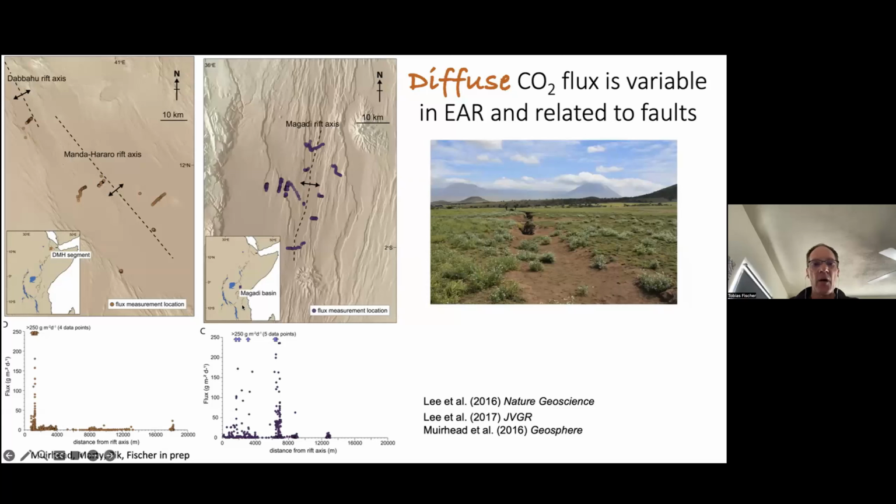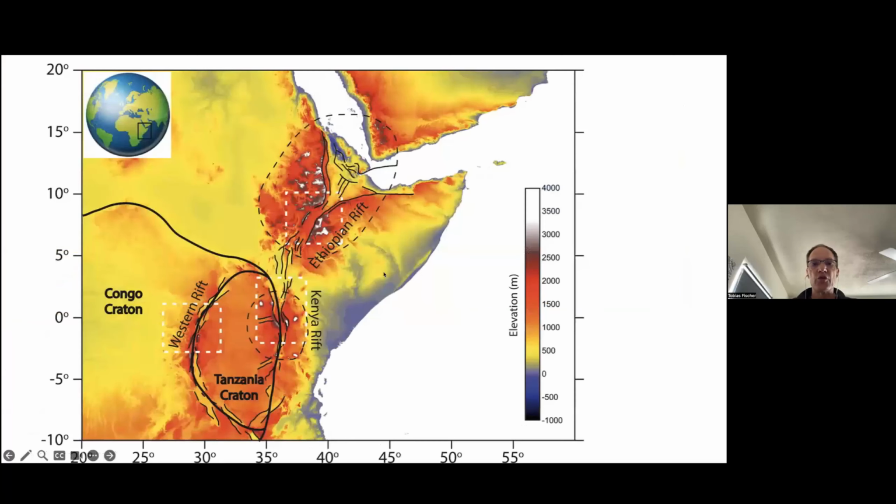And we focus on this in the northern part of the rift. I'm not going to talk about that, but I'm going to talk about the Magadi and Natron Basin and the CO2 emissions along that part of the rift.